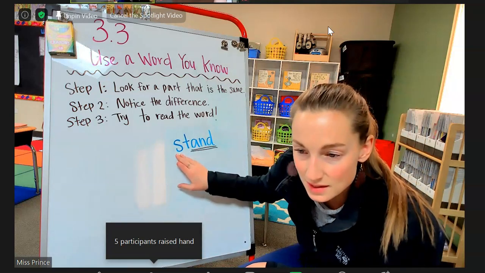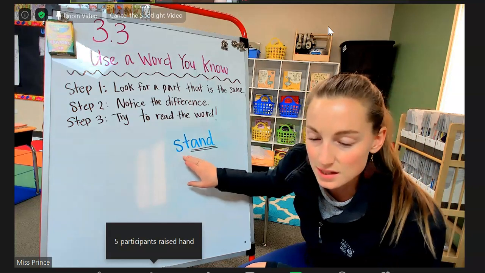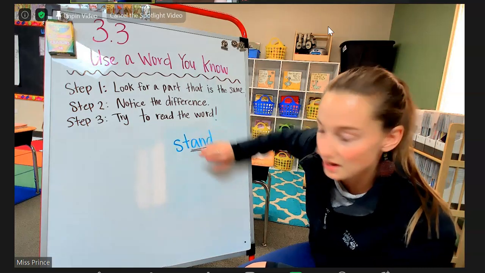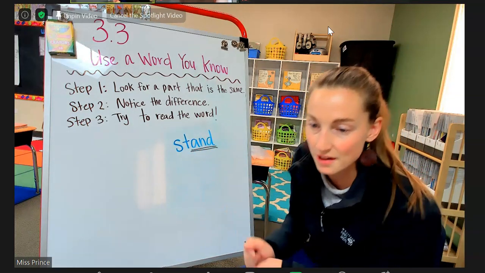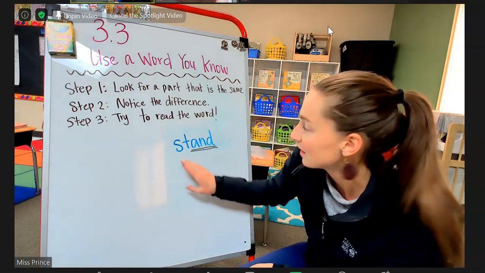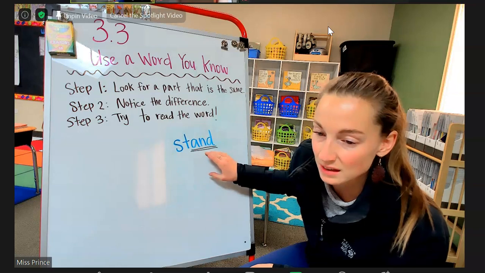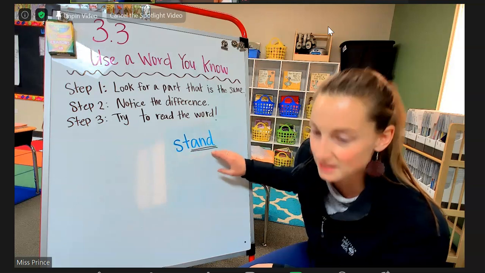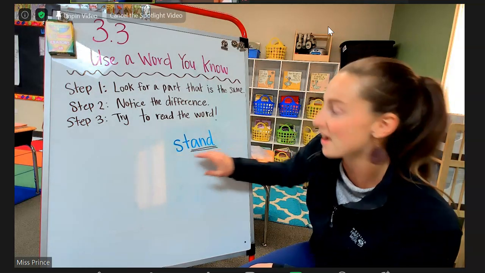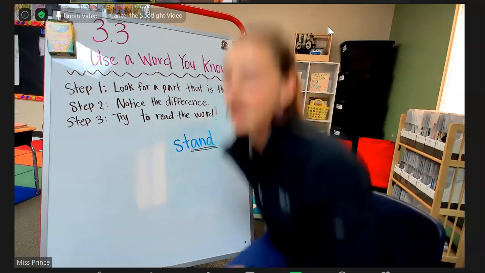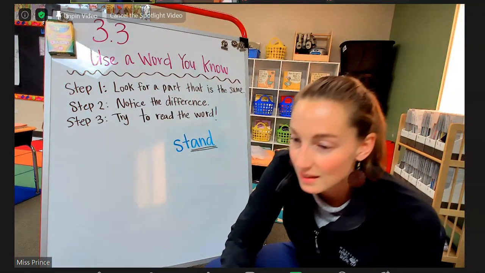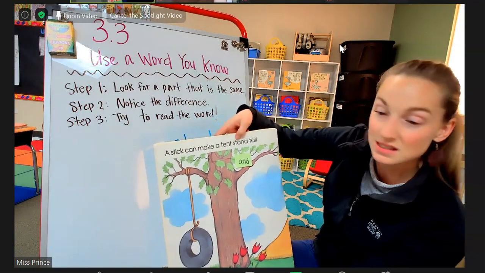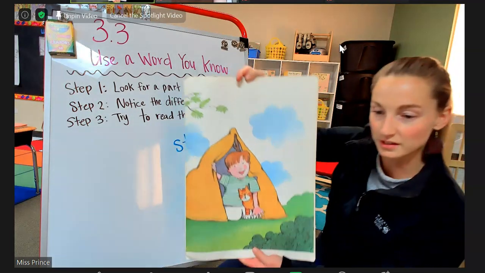Okay? St. So this part says st, and the end says and. Can we put it together? And. St. And. Can we say it a little bit faster? St. Stand. Say it fast. Stand. Like stand up. Awesome job, Eli. Thanks for helping me figure out that word. A stick can make a tent stand tall. And there's the tent.